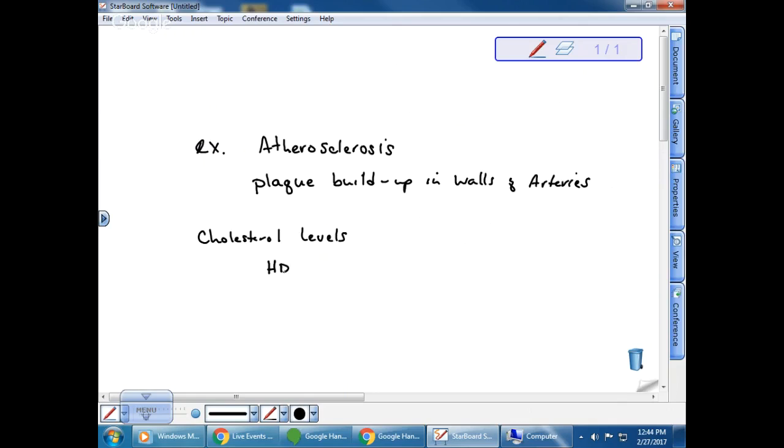So HDL is high density lipoproteins. Right? And LDL is just low density lipoproteins. Okay. So these are proteins that transport cholesterol.